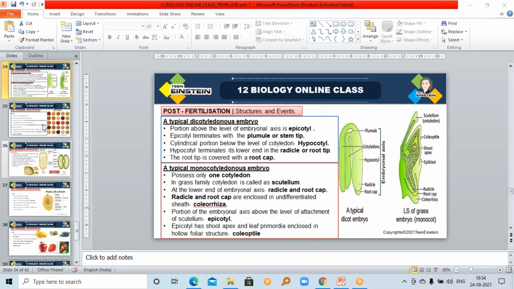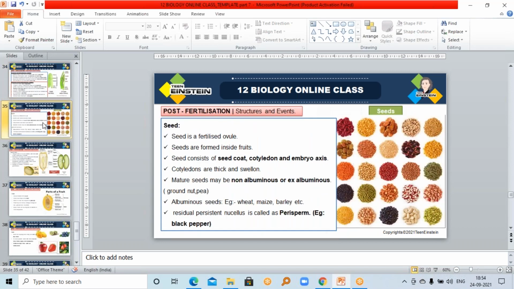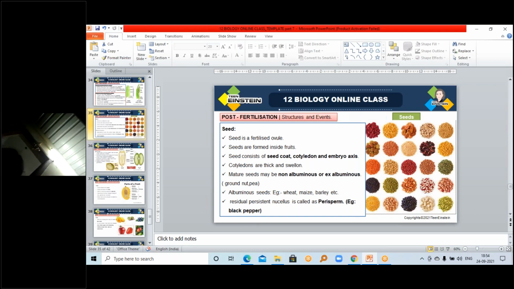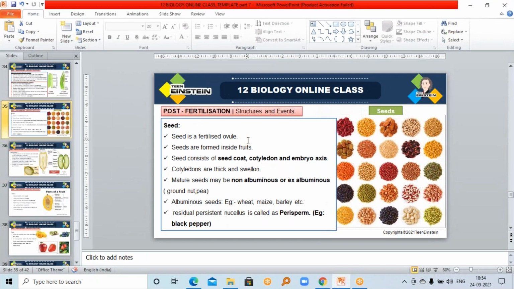And next, we can see seeds. Here we can see different types of seeds. Seeds are the fertilized ovule. After fertilization, the ovule will form seeds. In angiosperms, seeds are the final product of sexual reproduction. For seed formation, all these fertilization procedures take place. So a seed is a fertilized ovule.